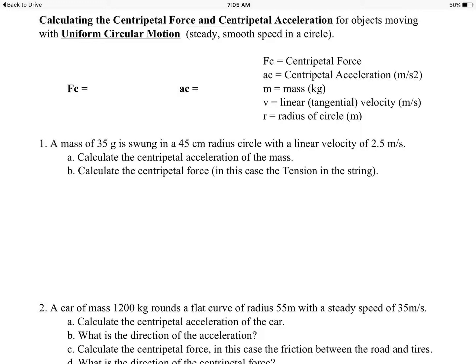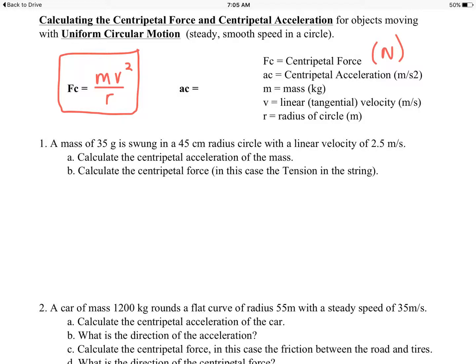The centripetal force, F sub c, is equal to mv squared over r. As you see over to the right here, F sub c is centripetal force, which will come out in newtons. The m stands for the mass in kilograms. v is the linear tangential velocity in meters per second. It will be really the speed, which will be constant here. And then r is the radius of the circle of motion.